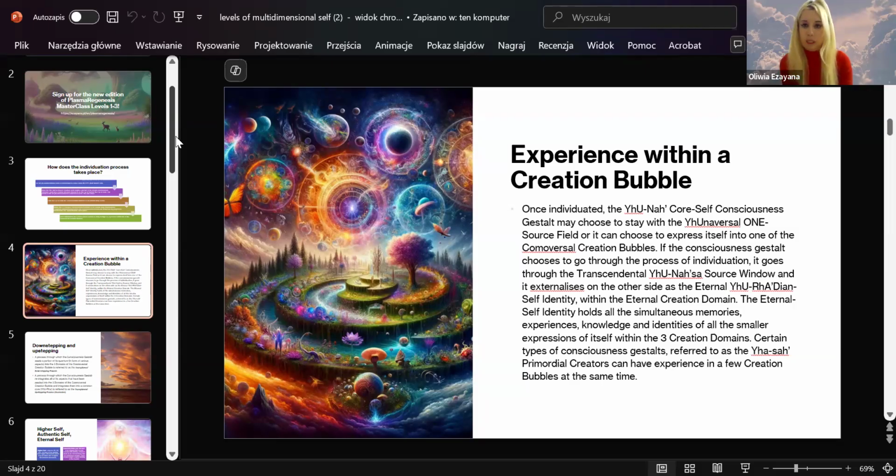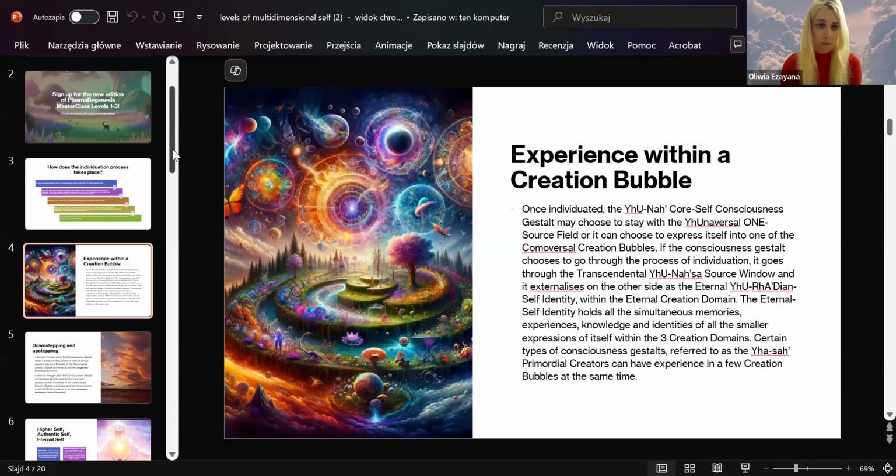So that basically means that when we are still within the source field, already individuated but still in the source field, we are our core self source Yuna identity. They are referred to as the Yuna gestalts. But the moment we enter the cosmoversal creation bubble, we become the eternal self, the Euradian self.